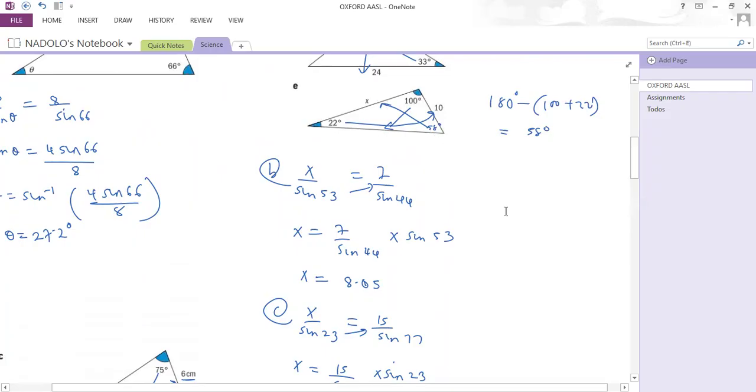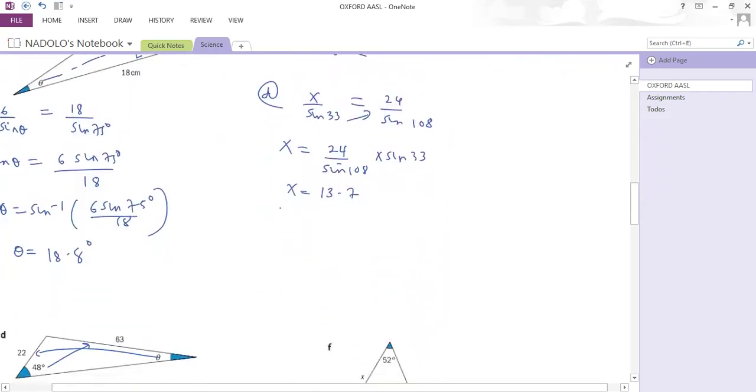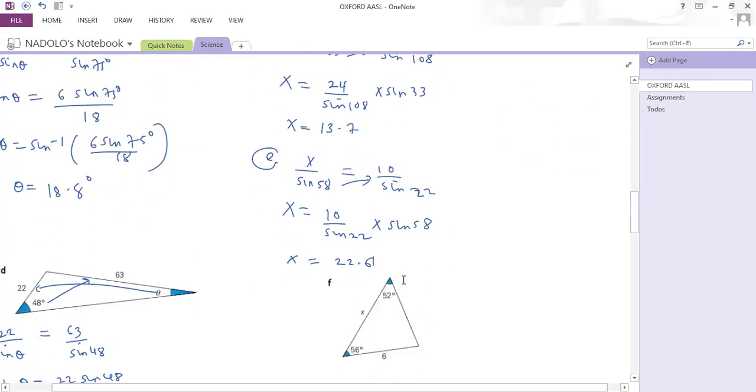X divided by sine 58 is equal to 10 divided by sine 22. For part E, we are saying X divided by sine 58 is equal to 10 divided by sine 22. So for you to obtain X, cross sine 58 to this side, and then this will be 10 over sine 22 times sine 58. Use a GDC and you should be able to obtain your answer as 22.6. Did you have any units there?